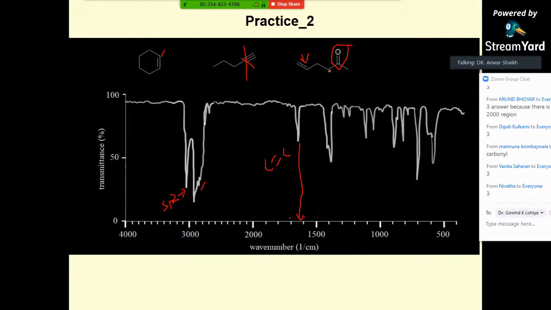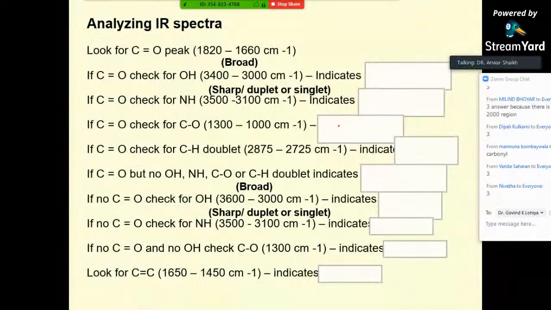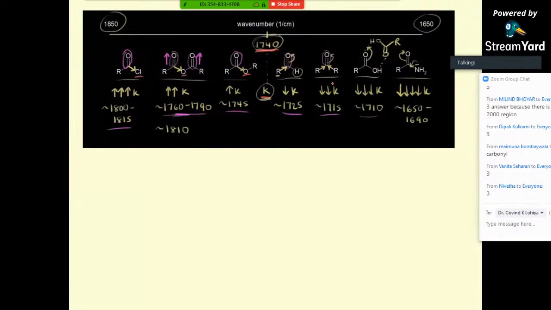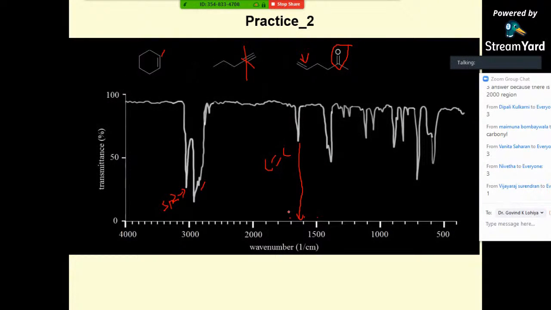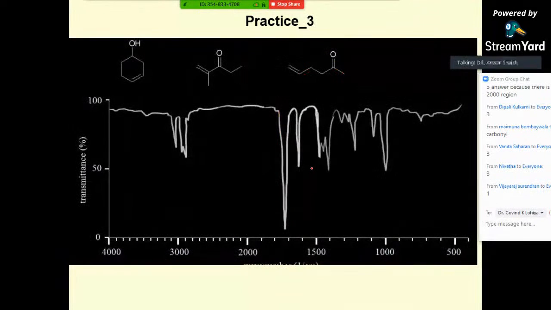If you consider a ketone, the peak should be at 1750. If it is a ketone, we should get a very sharp peak in this region if you want to prove this molecule. It is not like that, so we are ruling out this molecule because it is C double bond C stretching here. In that way, another example is also there.